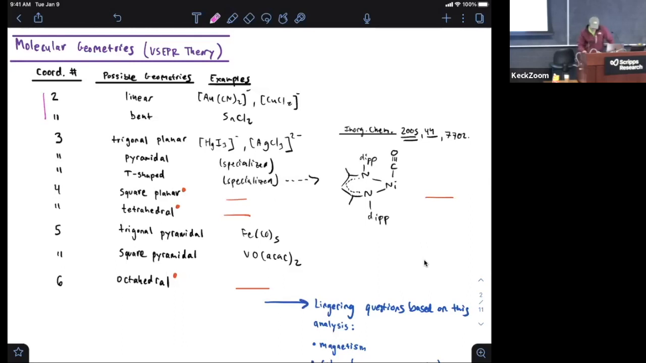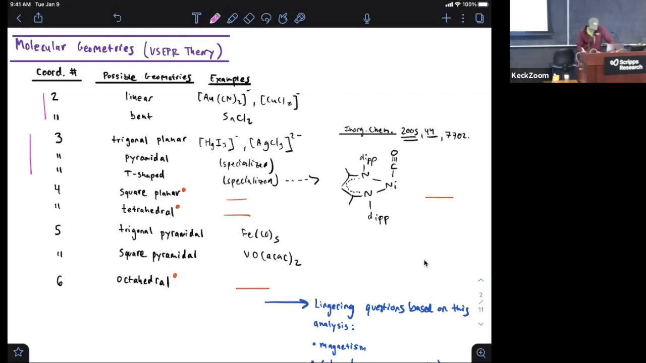You could have a linear coordination mode or a bent coordination mode. Linear is observed for this gold dicyanide complex as well as copper(I) chloride. Then you can have a bent geometry, which is effectively isostructural to water, seen in tin dichloride as one example. In the three coordinate series, you can have three geometries: trigonal planar, pyramidal, and T-shape, with the latter two being more specialized, although not so specialized that you don't ever encounter them.